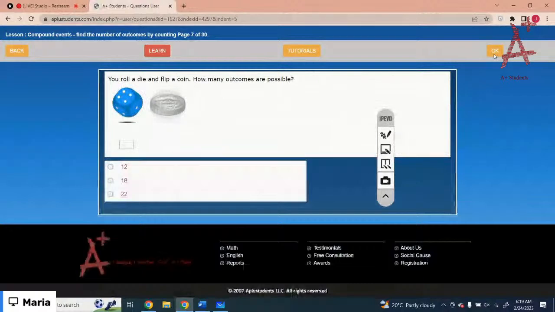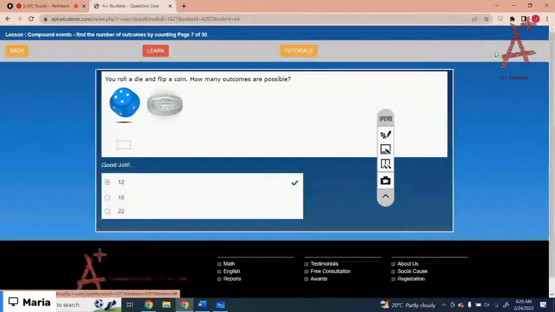You roll a die and flip a coin. How many outcomes are possible? So the dice has 6 faces. Got it? And the coin has 2 outcomes. So 6 times 2 makes, yes, it is 12. Got it? That means the total outcomes are 12. Just select the correct option and click on the OK button.